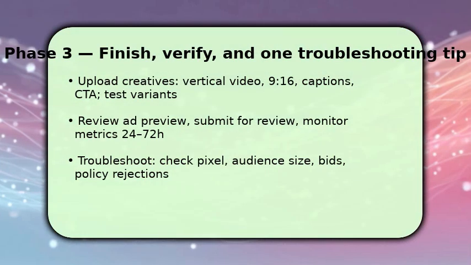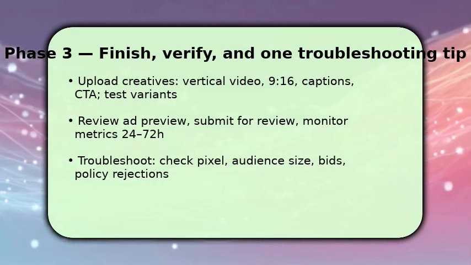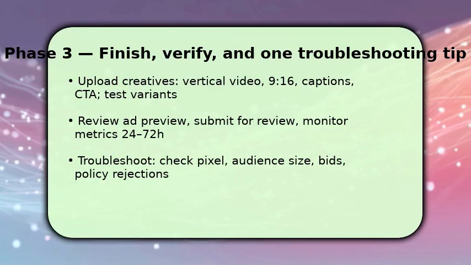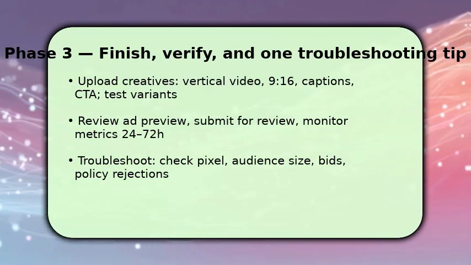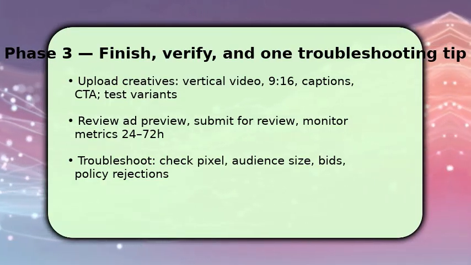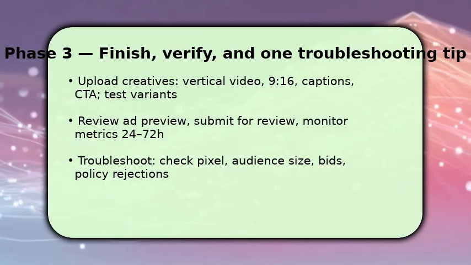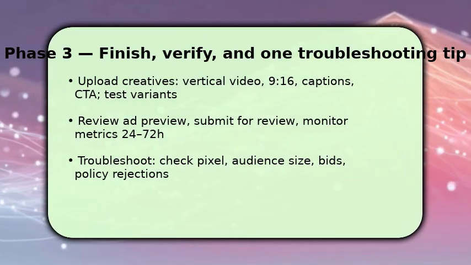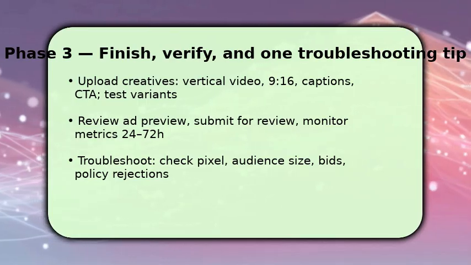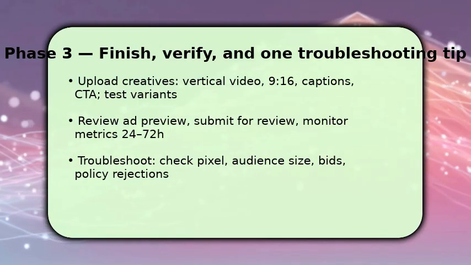You now assemble the creative. Upload vertical video in 9:16 ratio, add captions and a clear CTA, and create 2-3 variants for A/B testing because creative lifts matter most. Once ready, review previews, submit the ad, and monitor early metrics for 24 to 72 hours to let optimization stabilize.